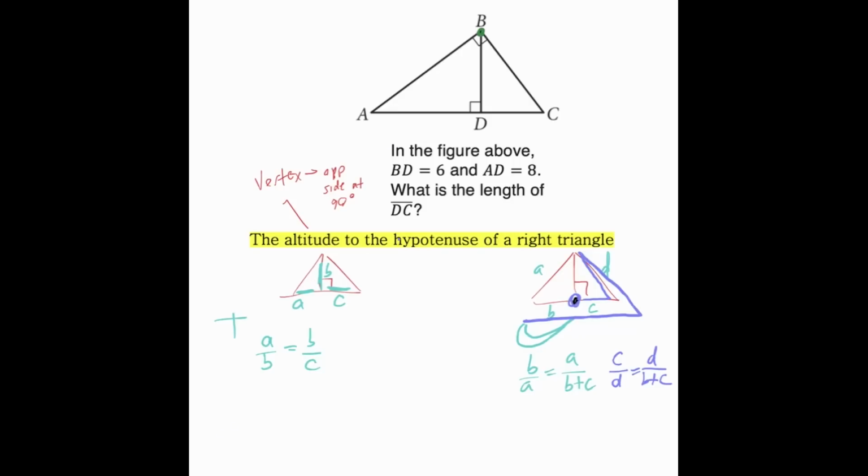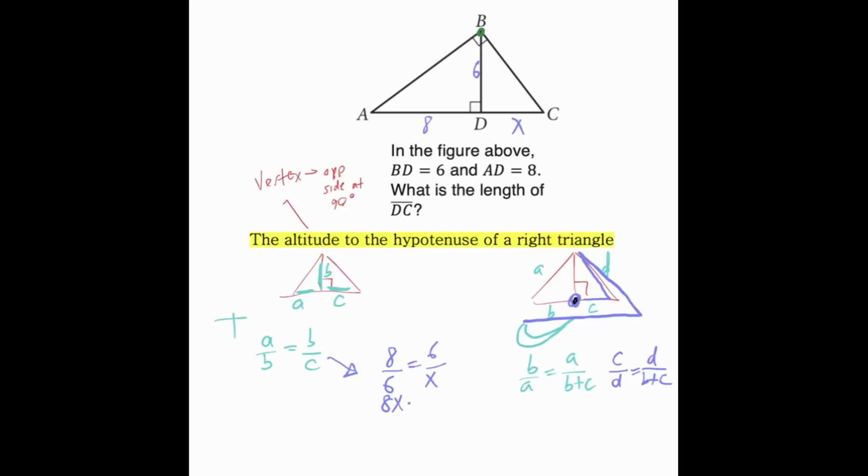But in this question, things are actually not so bad. We've got BD being 6, AD is 8, and we're looking for DC, which is X. So that's our nice, easy T rule. We can say 8 over 6 equals 6 over X, and just cross multiply and solve that.